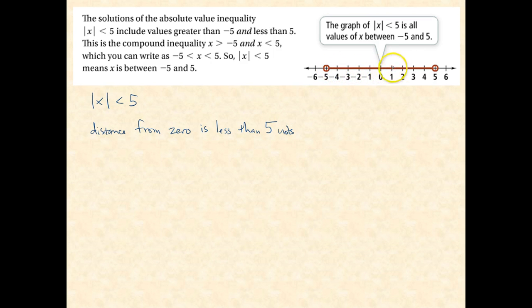The distance away from 0 in this direction is less than 5 units. So any number in between there satisfies the inequality. Any number that's not negative 5 or less, or that's not 5 or more, is going to be less than 5 units away from 0. So this is a graph of all your solutions. And the way you can write that solution is negative 5 is less than all of our solutions, and our solutions are all less than 5. Another way to say that is that our solutions are between negative 5 and 5. X is greater than negative 5 and less than 5.